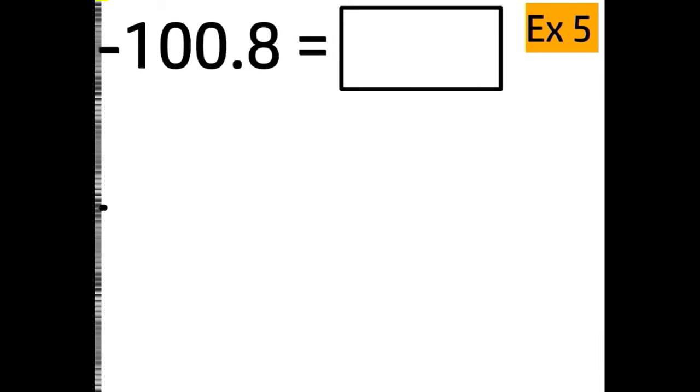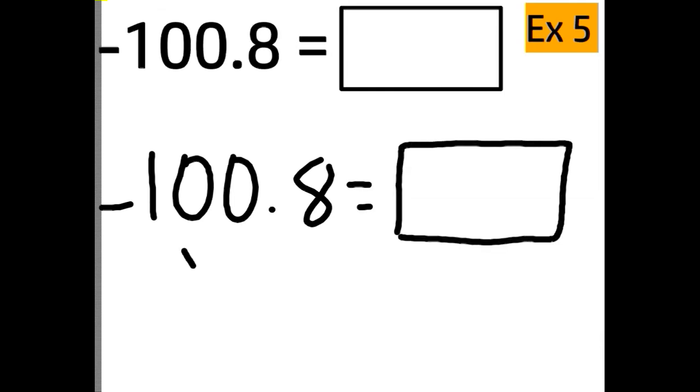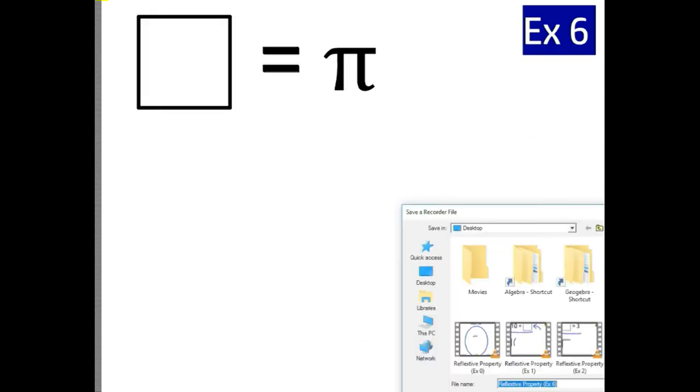Let's go ahead and look at a decimal. Negative 100.8 is equal to what number? And now all of you should have the hang of this. Whatever's on the left must be on the right, and therefore negative 100.8 can only be equal to negative 100.8.